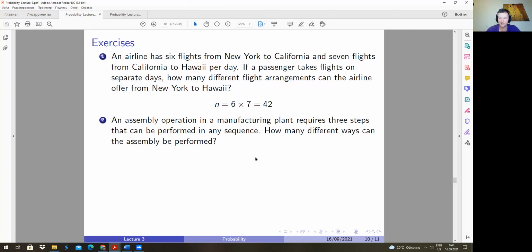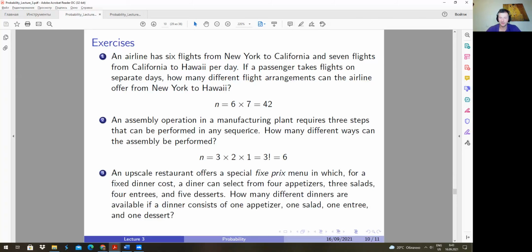Well, I see that many people did. That's just 3 factorial. This is the permutation because the order matters here, and permutation without replacement, because if we use some first operation, then we cannot use this twice. Perfect. So the next.